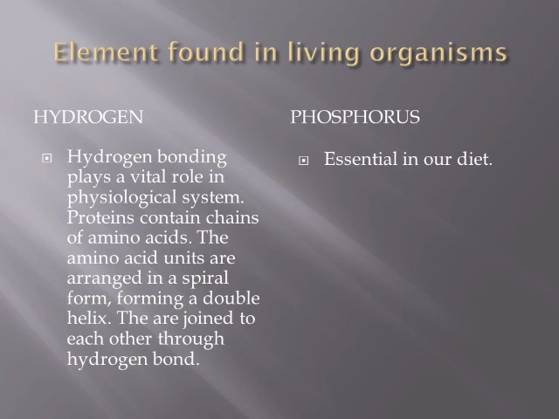Elements found in living organisms. Hydrogen. Hydrogen bonding plays a vital role in physiologic systems. Proteins contain chains of amino acids. The amino acid units are arranged in a spiral form, forming a helix. They are joined to each other through hydrogen bonds. Phosphorus, essential in our diet.